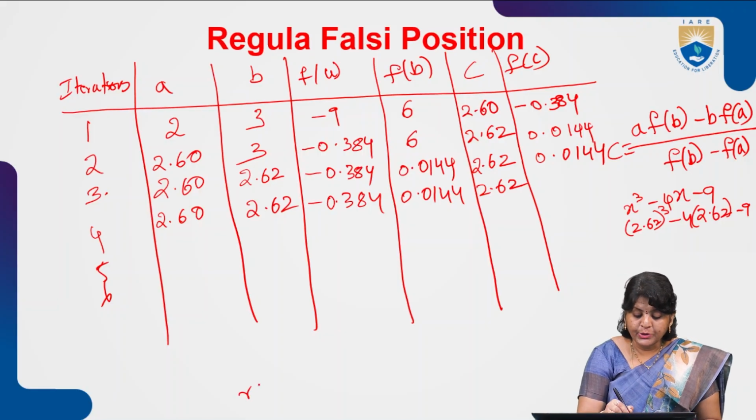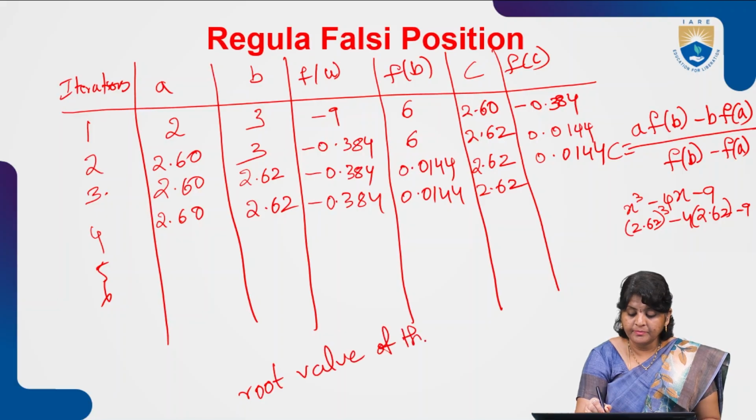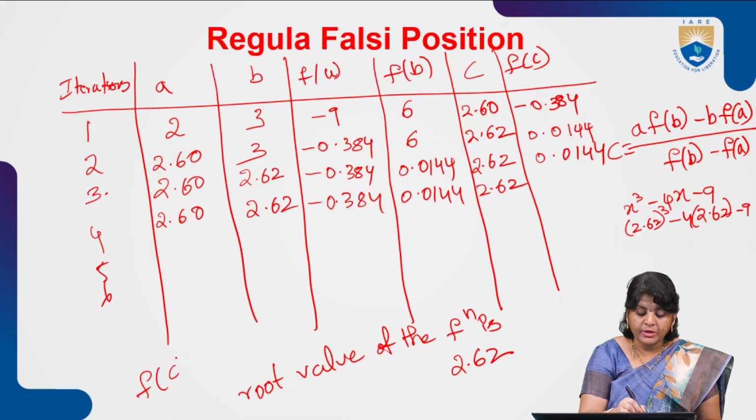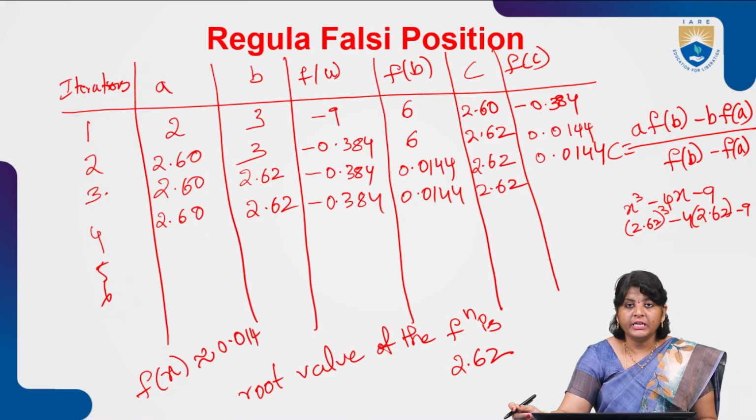So here the root value of the function is 2.62 and the function value f of x is approximately equal to 0.014. So in this way, we will find out the root of the given polynomial by using the Regula Falsi method.